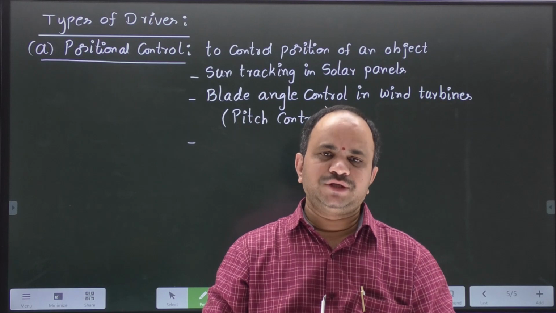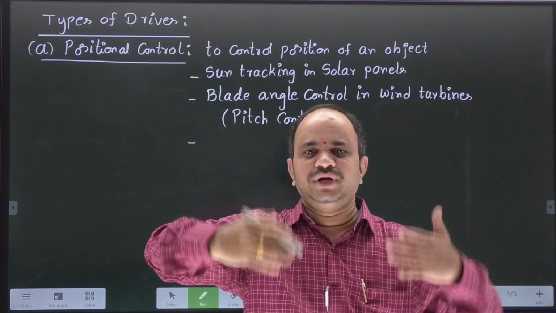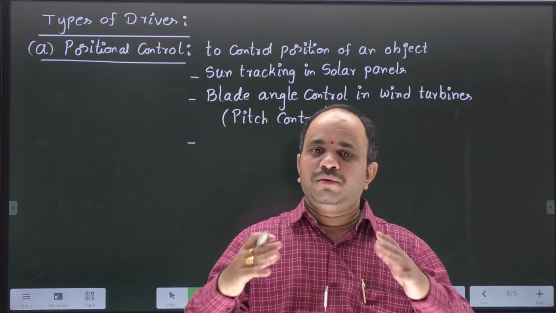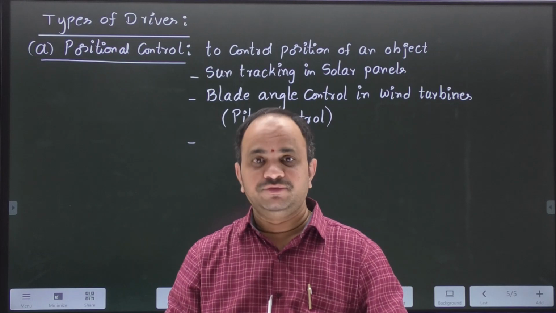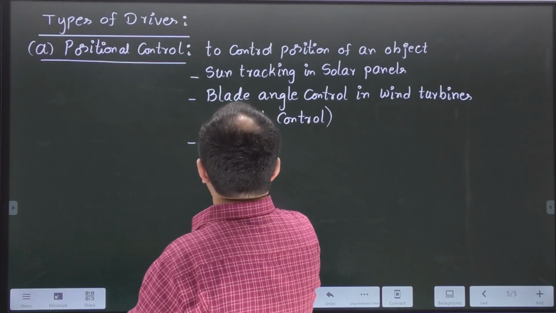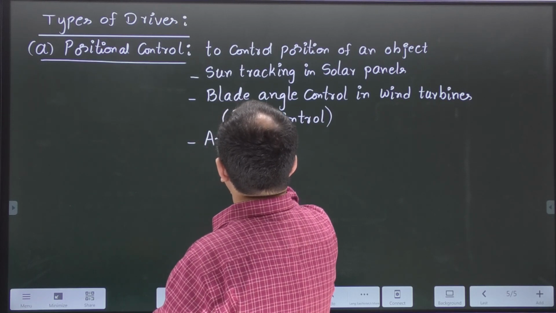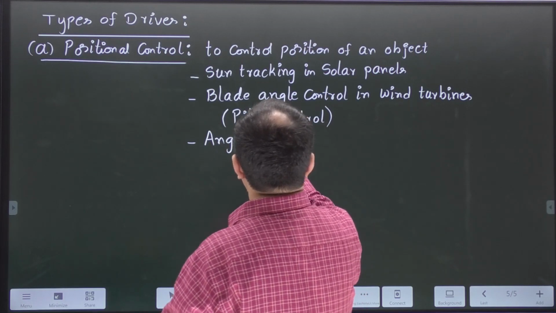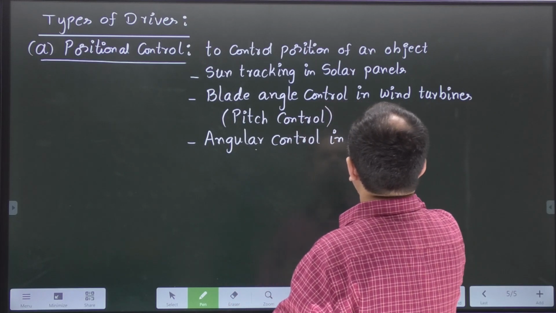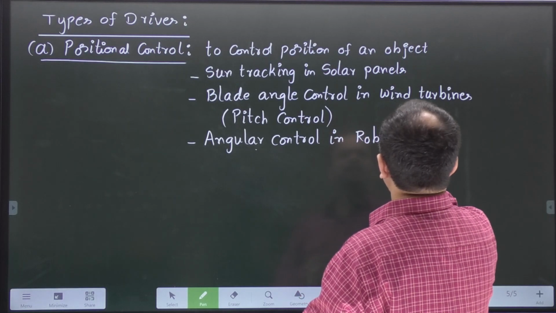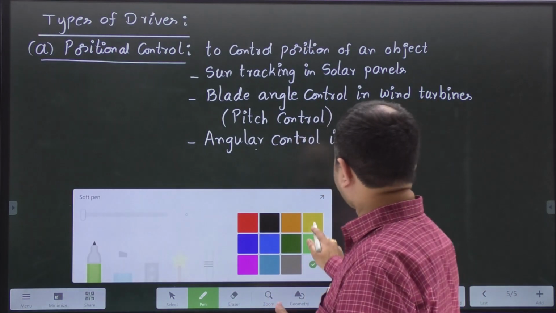If you take a robot as an example, a robot is manufactured by assembling different types of levers, right? So robot control is nothing but the angular position adjustment of these levers, right? Therefore I can say that angular control in robotics.